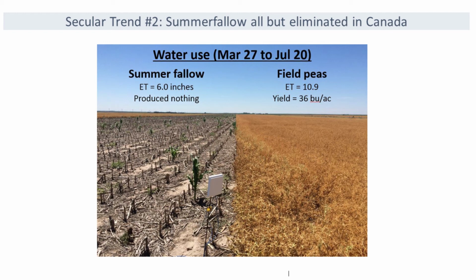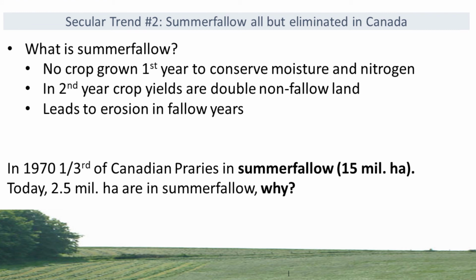So 50 years ago in 1970, 1/3 of the Canadian prairies were in summer fallow. Okay, that's 15 million hectares. That means that you have 2 or 3 Ontario's worth of agricultural land that were just laying fallow in the prairies. That's how much land was in summer fallow, just a huge amount. And so today it's only about 2.5 million hectares. So again, it's kind of like Canadian agriculture discovering 2 or 3 Ontario's worth of agricultural land by reducing summer fallow. So what happened? Why do we have this major reduction in summer fallow over the past 50 years?